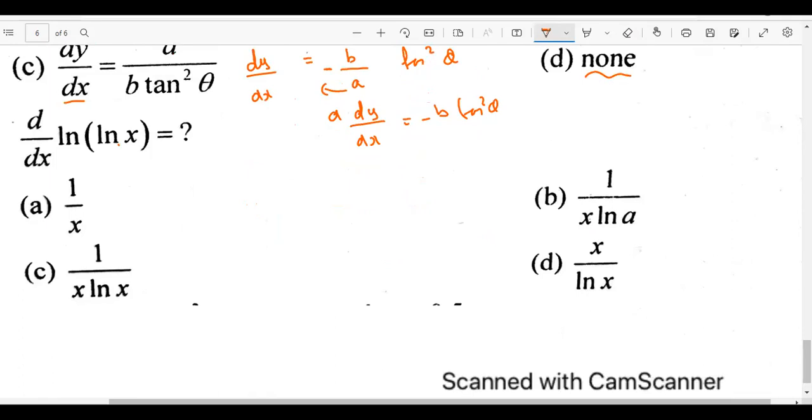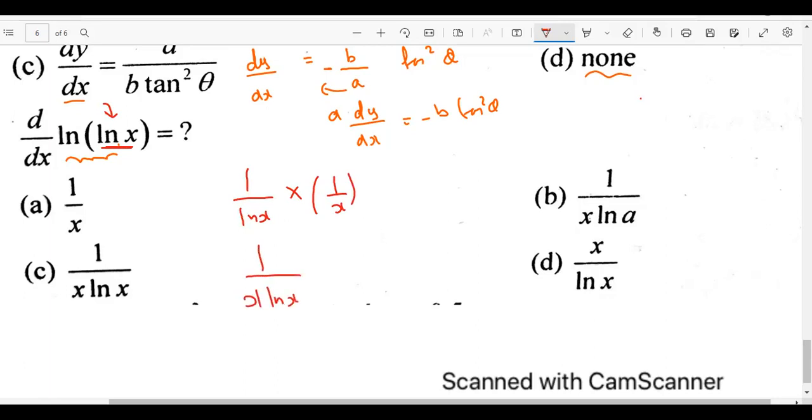Okay, and then let's talk about this one. Now it says differentiate this. So again, we are to use the same rules. The rules are not going to change. How do we differentiate it? So we do it this way. We do 1 divided by whatever we have inside this natural log of x, and we multiply it with the derivative of this thing. So the derivative of ln x would be 1 by x. So the answer is going to be 1 by x ln x.